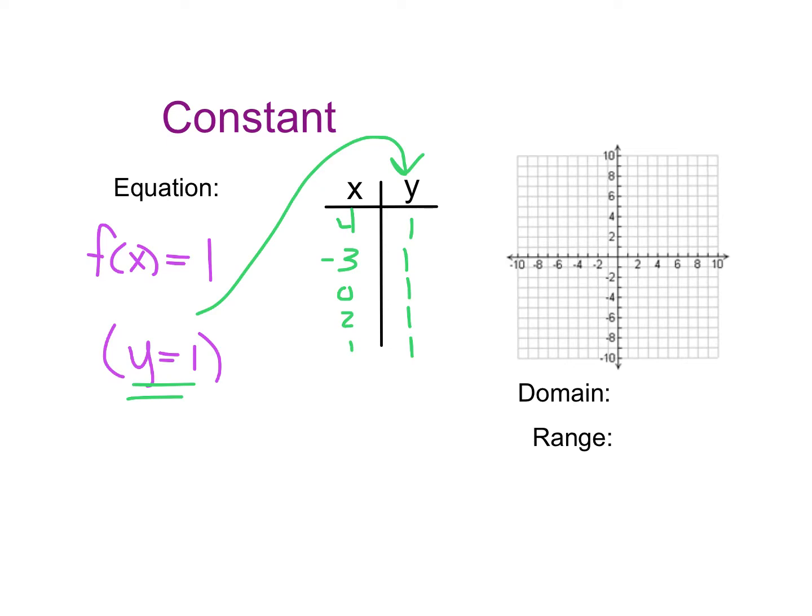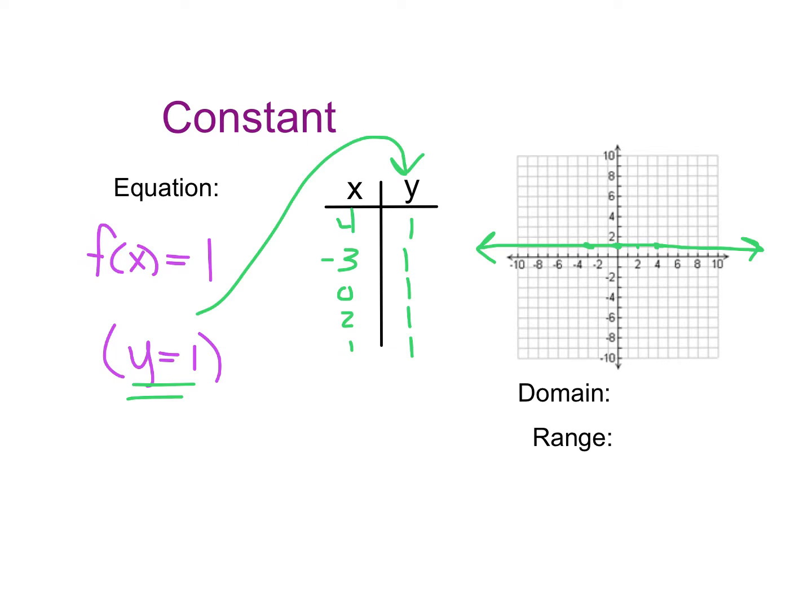So now if I go and plot these points, I go to x is 4, y is 1. X is -3, y is 1. X is 0, y is 1. X is 2, y is 1, and x is 1, y is 1. What I notice is that these form a horizontal line. So all constant functions are going to form a horizontal line at the given y value. In this case, the most basic one is y equals 1.